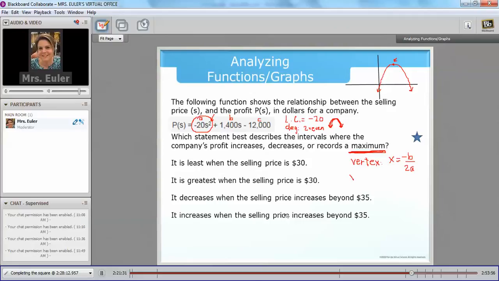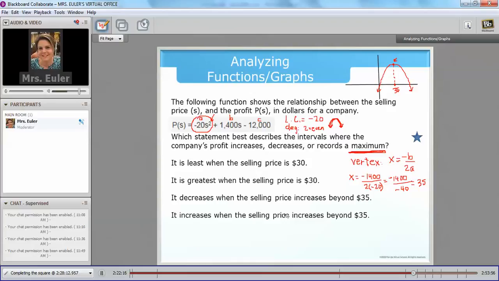So my vertex, x equals negative b means I'm changing the sign of b. So negative 1400 divided by 2 times a, in this case negative 20. And then simplify, so negative 1400 divided by negative 40 gives us positive 35. So I know that my vertex, this location right here, the x value is at 35. Now I don't know how high it is, but that's okay because that's not what the question is asking me.